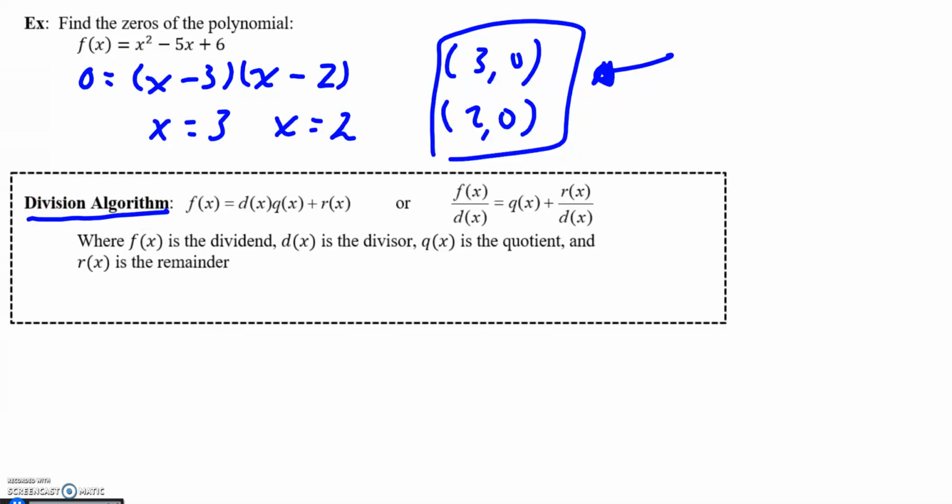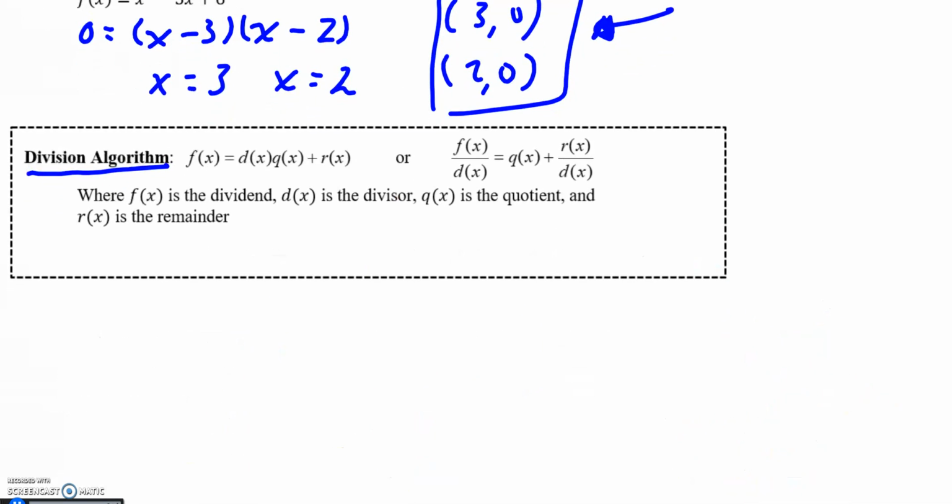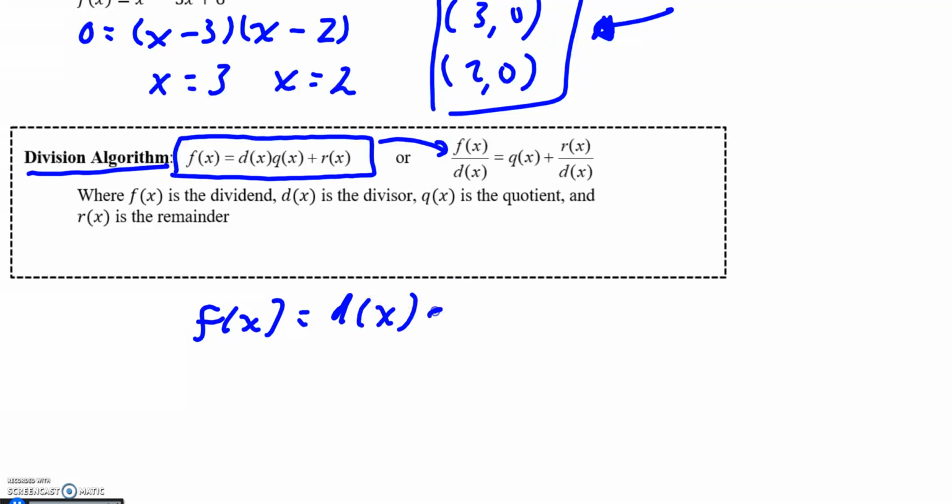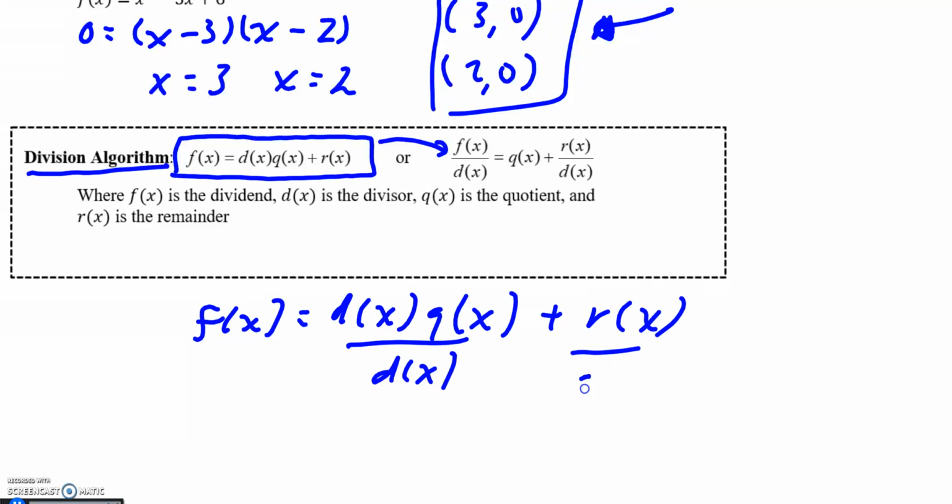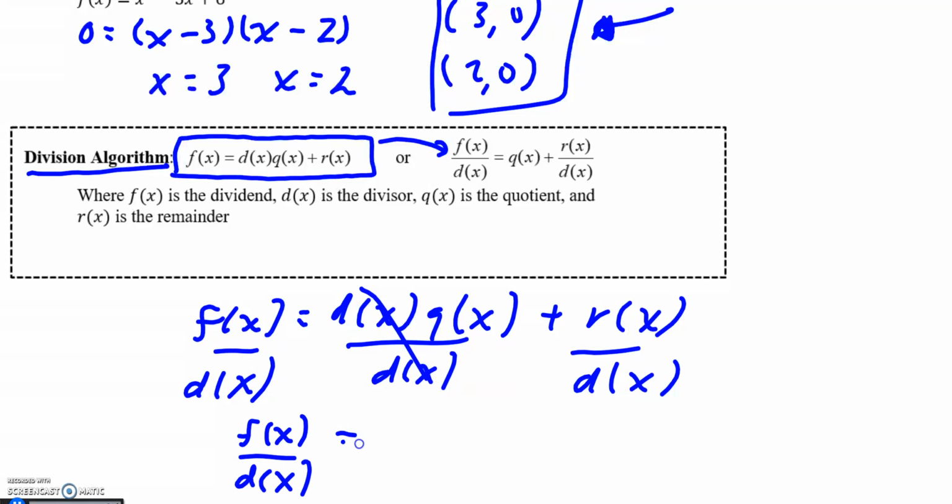This division algorithm is what I was just talking about above, this idea of how we write our final answers with a division. So I want to show you where the division algorithm comes from. This is what the original algorithm is, but to get from here to here, because d of x represents my divisor, if I take my original function, d of x times the quotient plus the remainder, and I divide every single term by the divisor, which makes sense based on the name, these would cross out, and I'm left with f of x over d of x equals the quotient plus the remainder over the divisor.